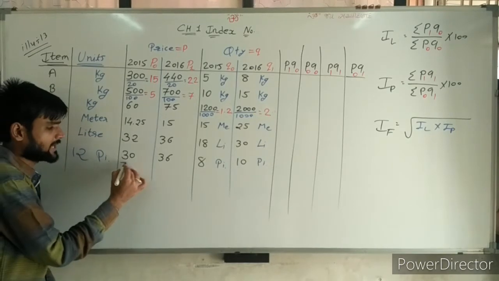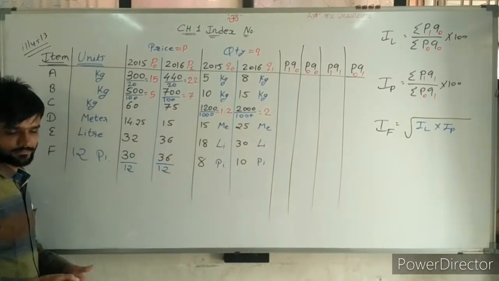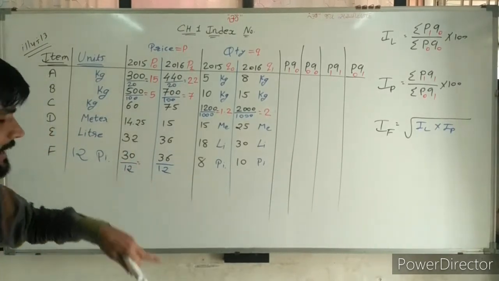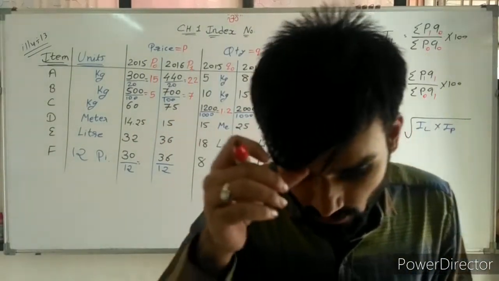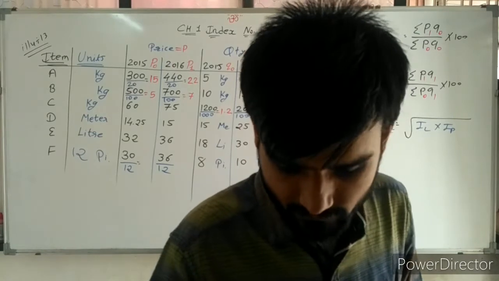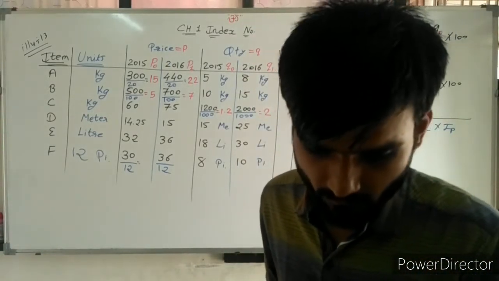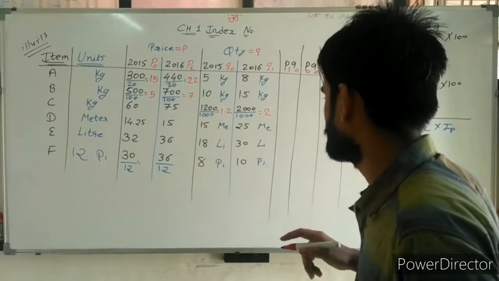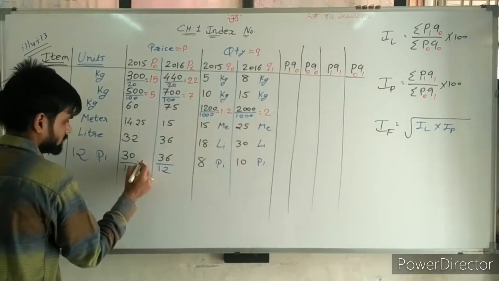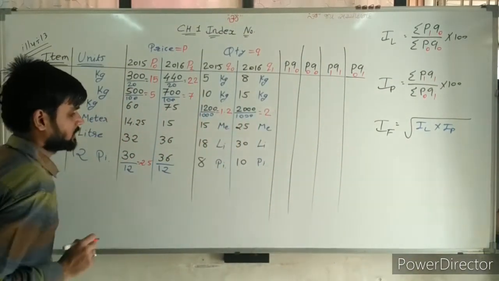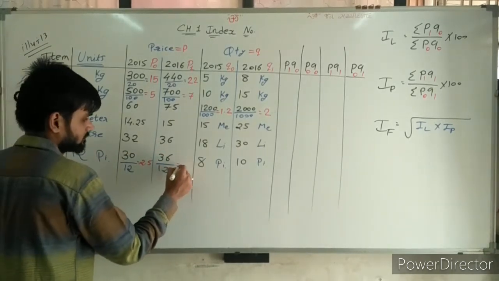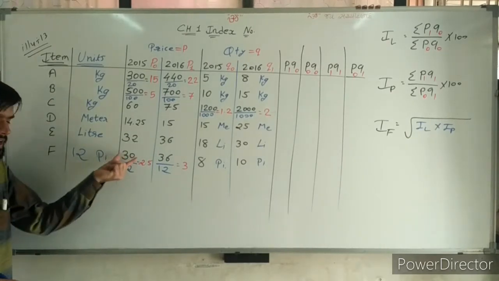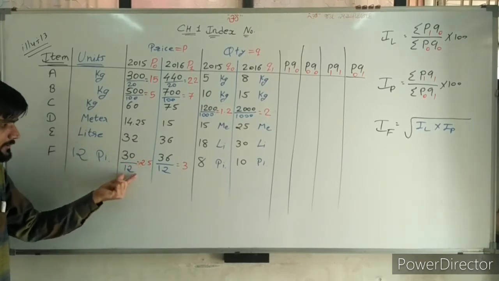Find it. So divide by 12. Divide by 12. So if we are dividing 30 divided by 12, then we'll get the answer. And 36 divided by 12, answer 3. So I can say 12 pieces price 30, 1 piece price 2.5 because divided by 12 is there.